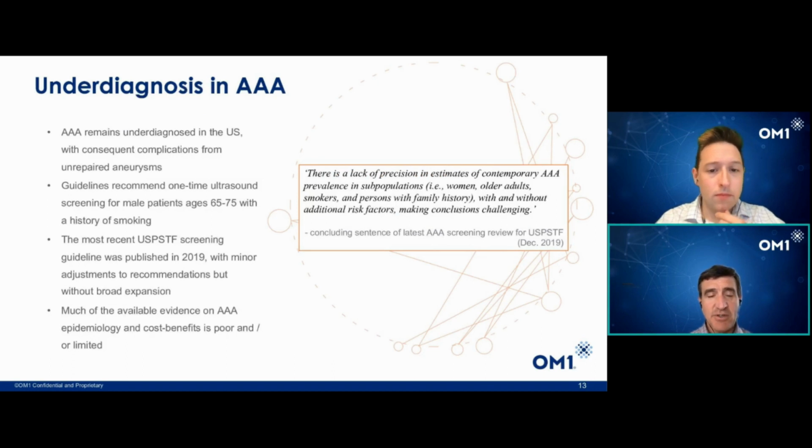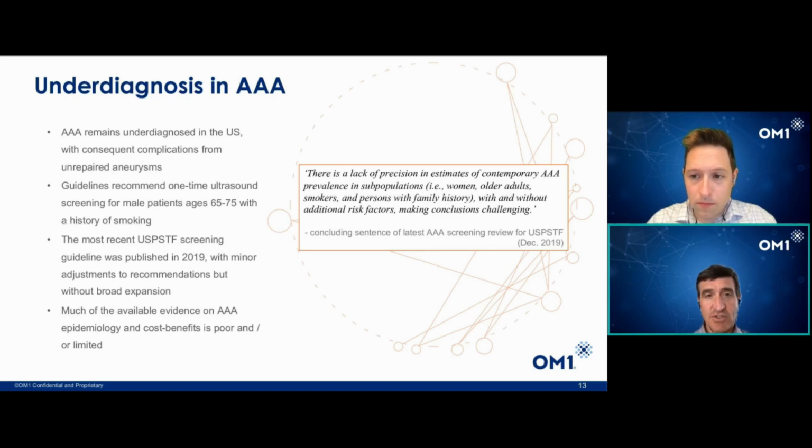But there's huge underdiagnosis, as Joe was mentioning. A number of conditions, and AAA is definitely one of them. It's way underdiagnosed in the United States, and then of course that leads to the complications. There are guidelines from the USPSTF that recommend a one-time ultrasound, so just really a non-invasive screening. But currently the guidelines state this is just for male patients, only 65 to 75 with a history of smoking. So obviously a huge amount of the population is being left out, and those other groups in the population often will have an AAA that isn't even being screened for.